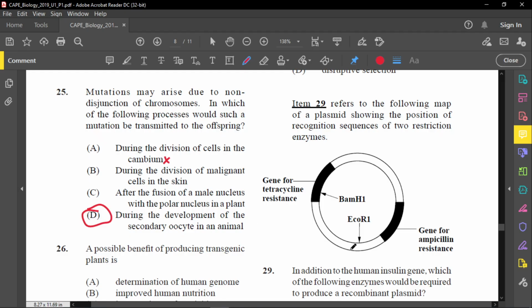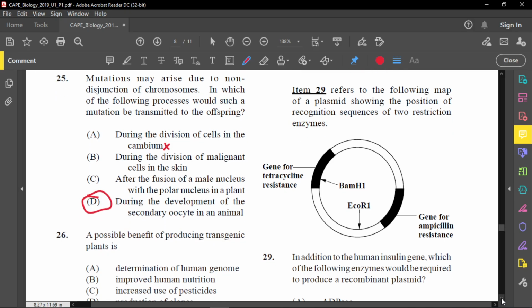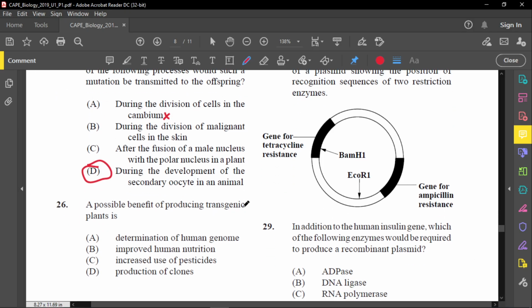All right, question number 6. Is a possible benefit of producing transgenic plants what? So when we talk about transgenic plants, what are we talking about? You're talking about plants that are being modified. So you can think about, for example, GMOs, right? These are plants that are being modified. So think about the word trans, change in something. So change in the genes or the genetic makeup, right?